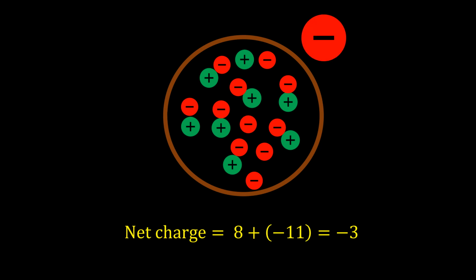Then we say that the object is negatively charged. It carries an overall negative charge. A negatively charged object we say is electron rich, or it has an excess of electrons, meaning it has a greater number of electrons than protons. There are more electrons than there are protons.